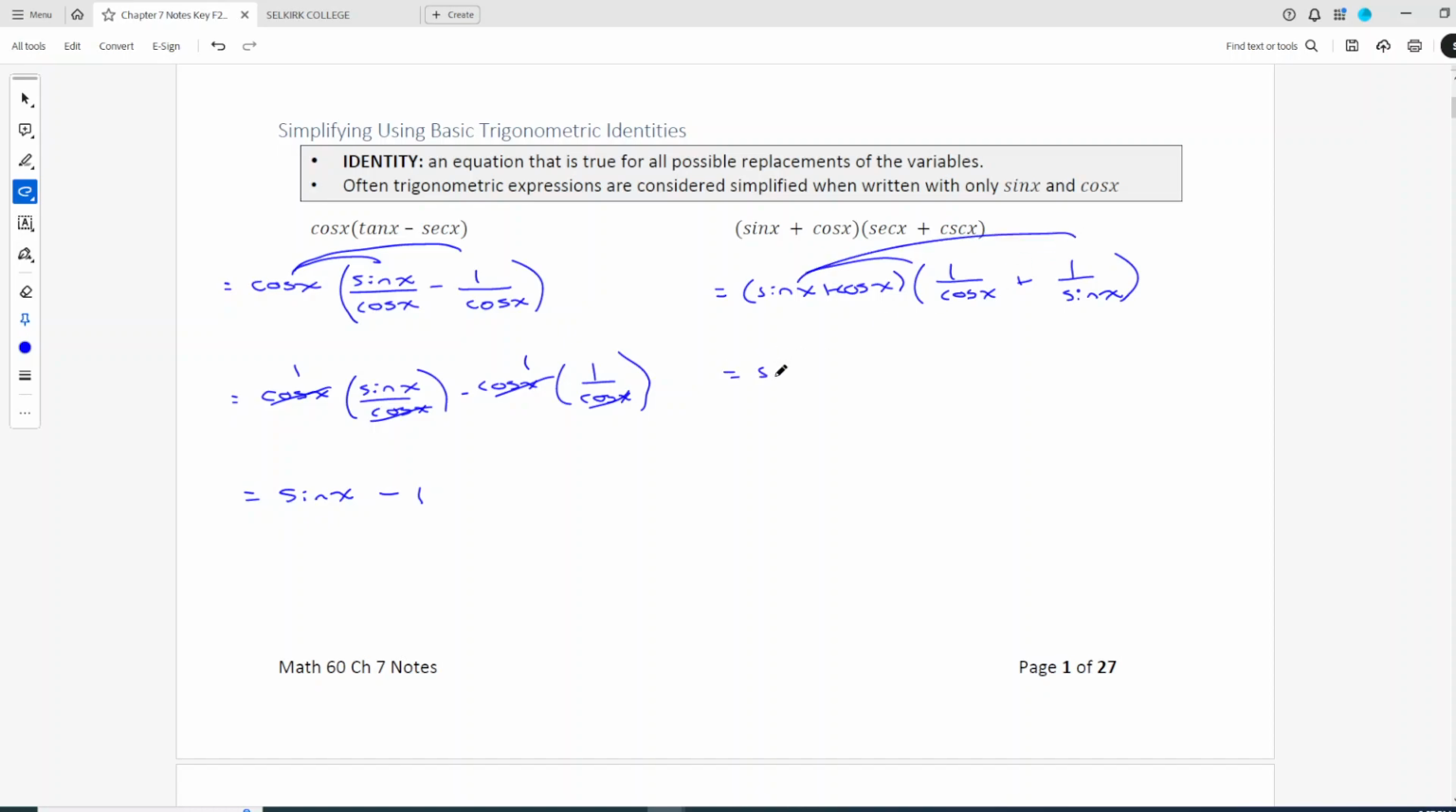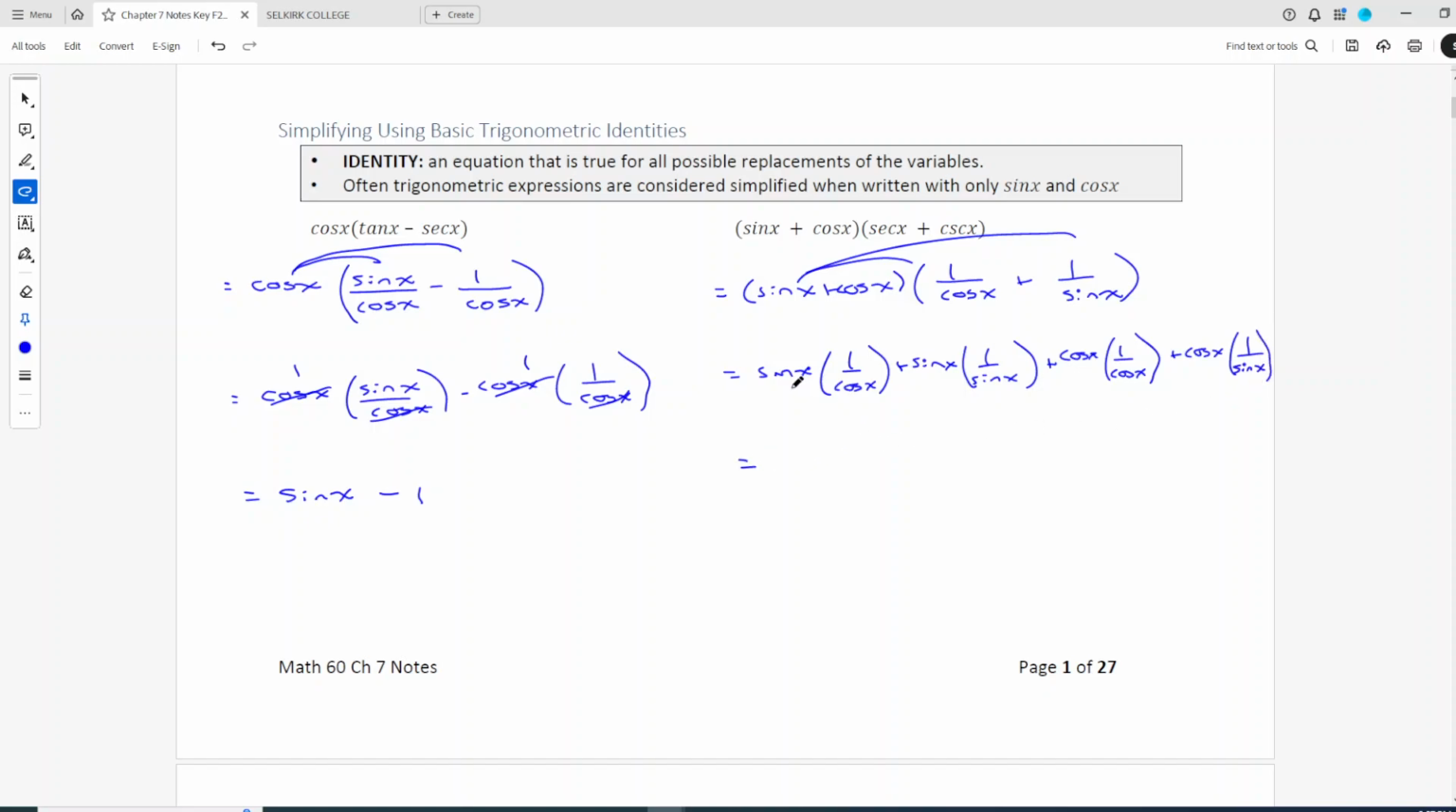So the first one I'm going to have sine x times 1 over cos x. Or some people might go straight to sine x over cos x. For the second one, I'm going to have sine x times 1 over sine x. Then I'm going to multiply the cos through. So plus cos x times 1 over cos x. And then cos x times 1 over sine x.